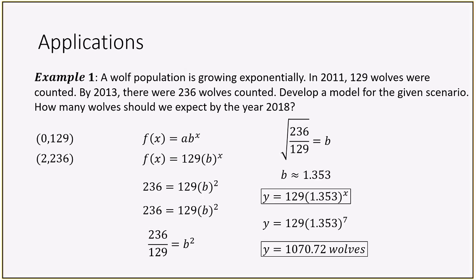Yeah, you could argue you can't have 0.72 of a wolf, so you could say 1071, but I would also counter that this is a mathematical model, and sometimes it's a good idea to leave it unrounded and say, yes, I know that's not possible, but this is what my model is saying, so take with that what you will. Maybe round down, maybe round up, maybe don't round at all.